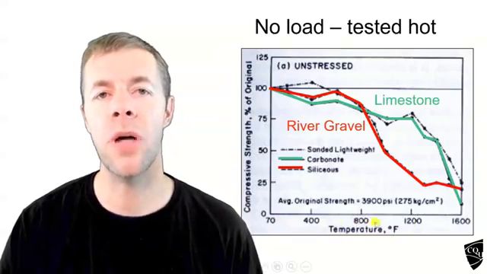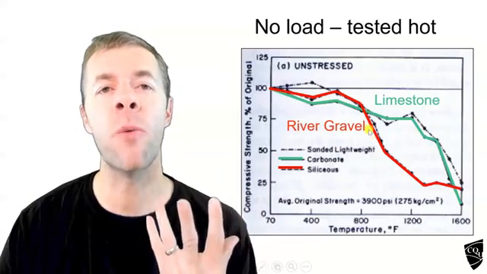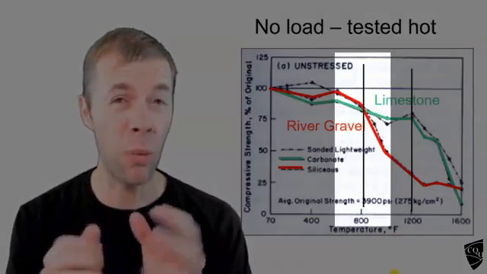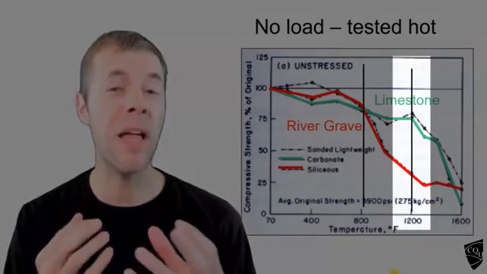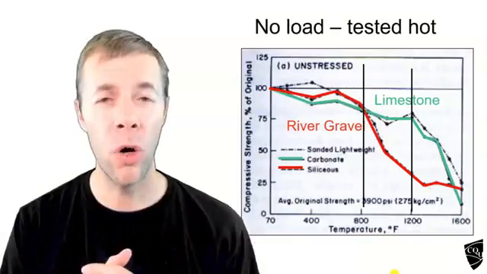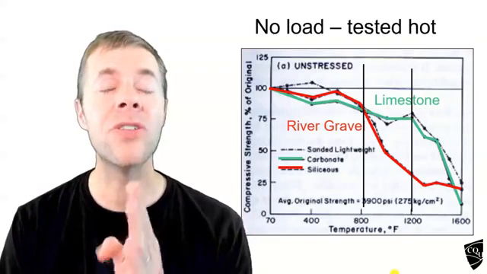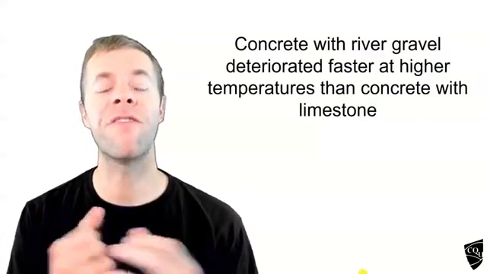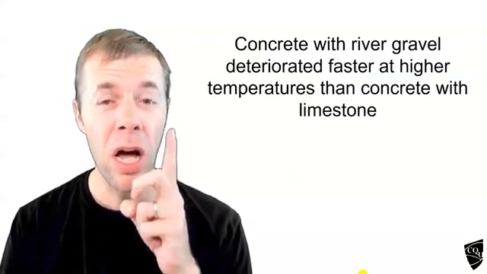And as you can see, as the temperature goes up and up and up, you're losing capacity. But you notice there's a difference in performance between the river gravel and the limestone. About 800 degrees Fahrenheit is right when that river gravel really starts to take a nosedive, and around 1200 degrees Fahrenheit is right when that limestone really starts to take a nosedive. Now that's the coarse aggregate inside the concrete, and you can see they decompose at different temperatures. So concrete with river gravel deteriorated faster at lower temperatures than concrete made with limestone aggregates. That's really important. It really depends on the aggregate you use inside your concrete.